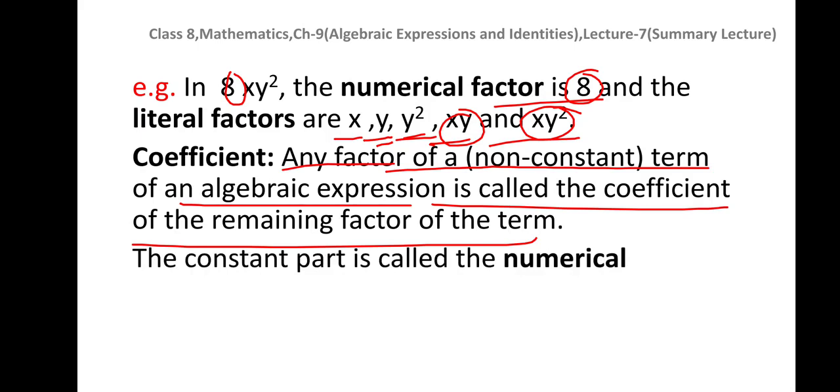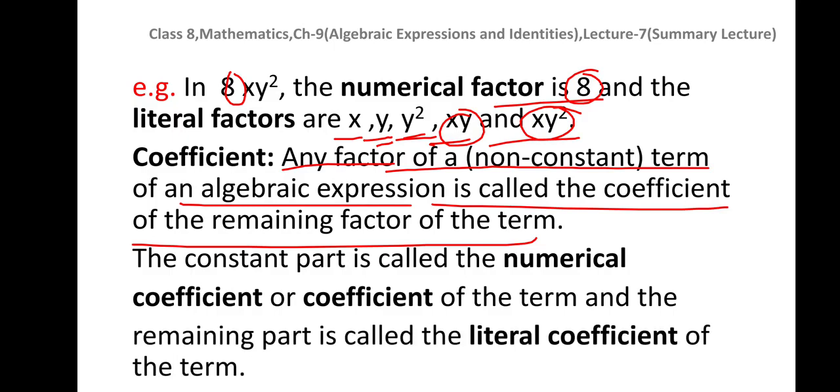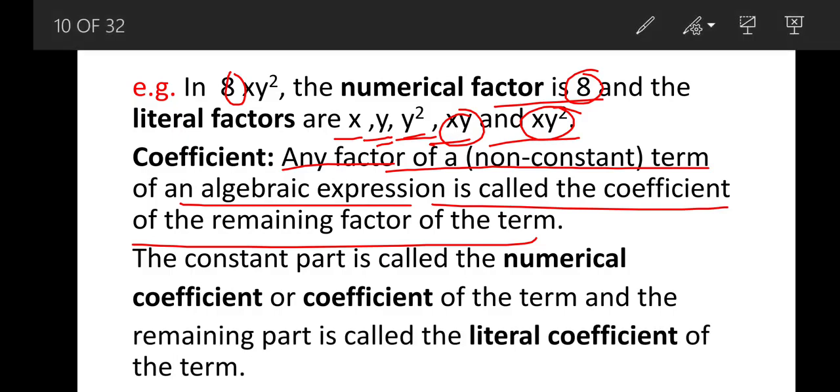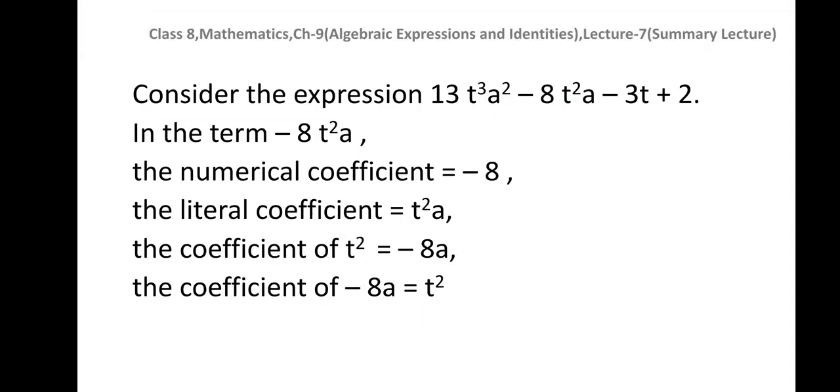The constant part is called the numerical coefficient or the coefficient of the term and the remaining part is called the literal coefficient of the term. So, what is the constant part called? It is the numerical coefficient or the coefficient of the term and the remaining part is the literal coefficient of the term. Let us understand this with the help of an example.